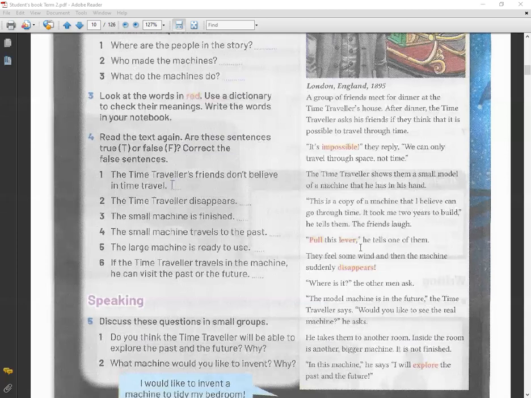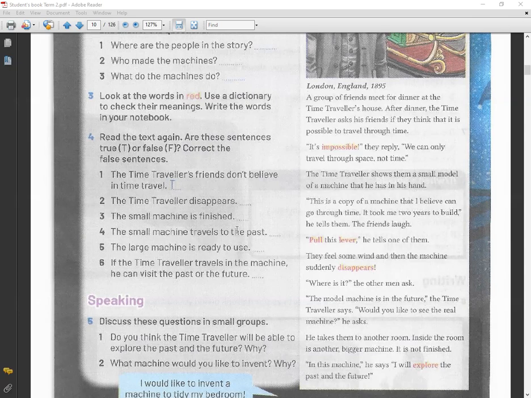Disappears means doesn't exist. Explore means discover a place or something like that. Now let's read the text again and put true or false, T or F. The time machine traveler disappears. No, only the machine disappears. So it's false.